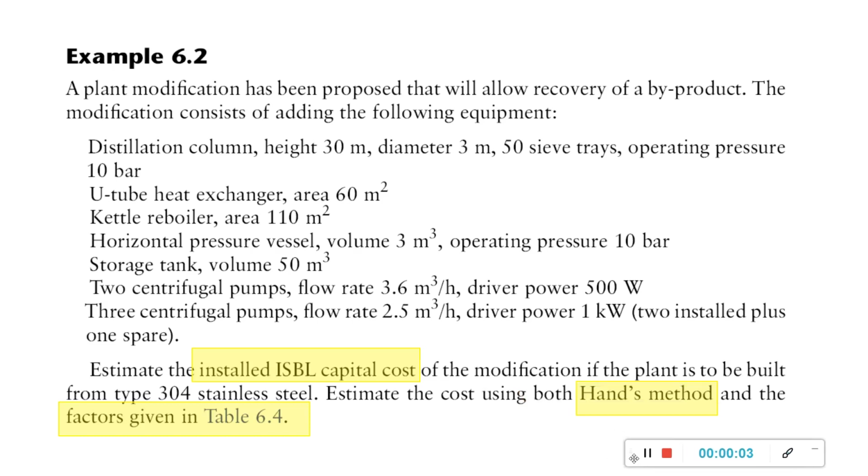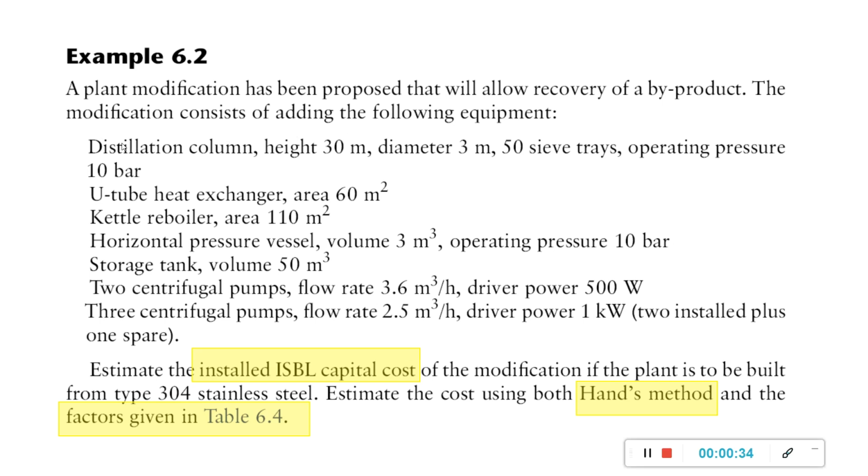Hi, this video is for example 6.2. This example needs us to estimate the cost using Hand's method and also the factors given in table 6.4. Okay, so the question: plant modifications have been proposed that will allow recovery of a byproduct. The modification consists of adding the following equipment.